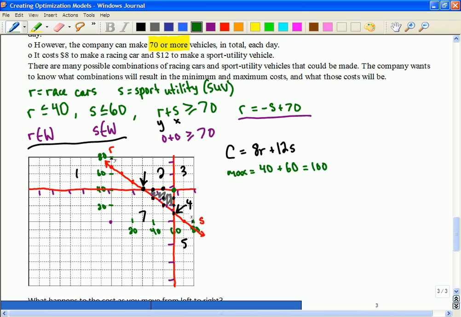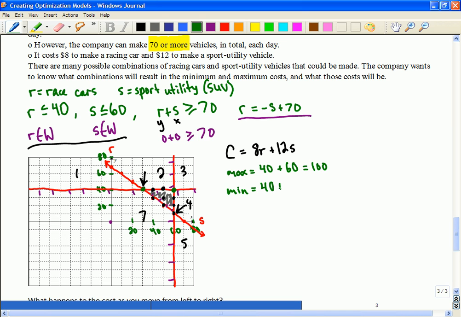That's going to cost the most if I use the full capacity that I can do, 40 a day and 60 a day. If I want to minimize the cost, then who should I use the most of? I should favor race cars, right? Because they're cheaper to make. So if I'm going to favor race cars, it's going to be somewhere in my region where I've got race cars, but if I start moving over, I'm starting to add extra cost, right? Because I'm starting to add in sport utility. So I think that one there is going to give us the most amount of race cars and the least amount of sports cars.